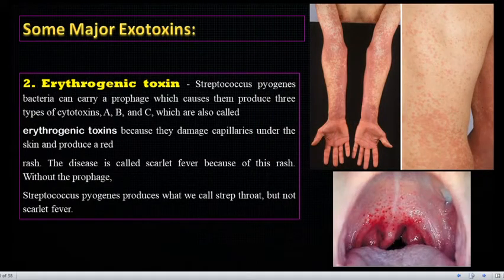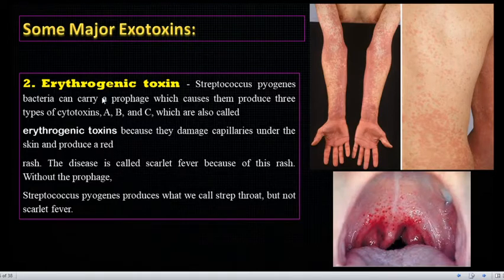Let's go to the second major type of exotoxin, which is the Erythrogenic Toxin. Now, the one that produces this is your Streptococcus pyogenes bacteria, and they can carry a prophage which causes them to produce 3 types of cytotoxins, A, B, C, which are also called erythrogenic toxins because they damage capillaries under the skin and produce a red rash.